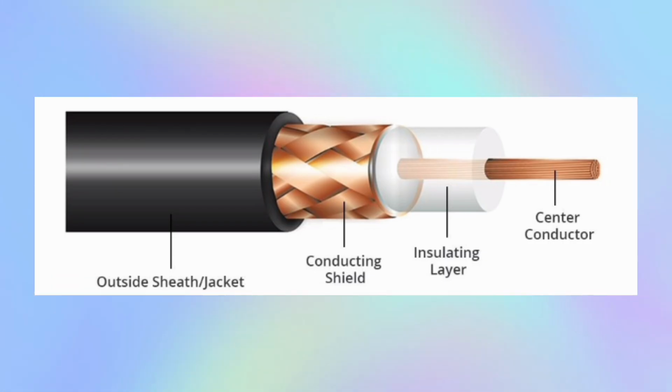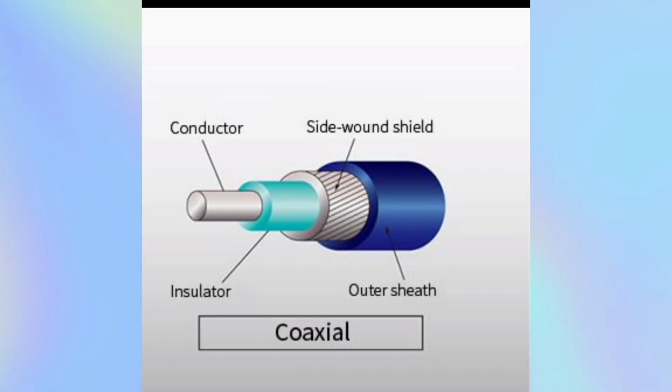Outside jacket, shielded braid, conducting shield, insulating layer, copper wire conductor, insulator, outer shield. This is the overall graphical representation of the coaxial cable.